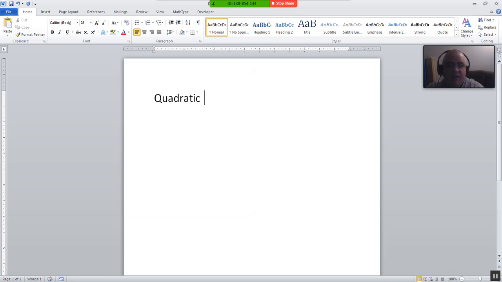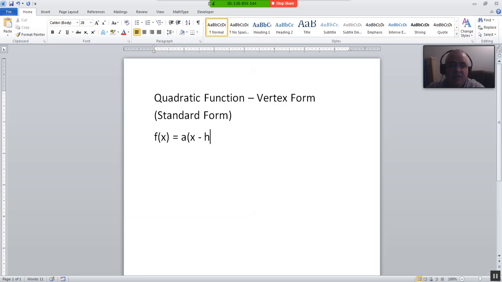Okay, so quadratic function, vertex form, or like I say, it's also referred to as standard form. And that's when you got f of x is equal to a times x minus h squared plus k. Now if it's in vertex form, then we can tell different items based upon what the values of a, h, and k are, which are numbers.